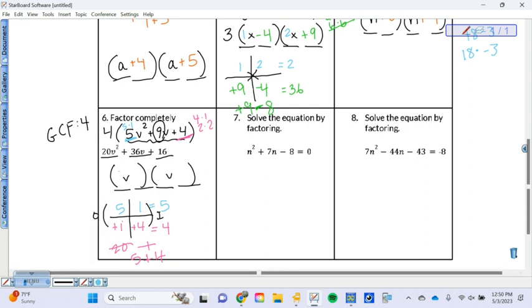My 5 and 1 are my first and first. And then I group my 5 and 4 together, my 1 and 1 together. So that's 5v plus 4, 1v plus 1. And then since we took out that greatest common factor in the beginning, we got to make sure we keep that there at the end.